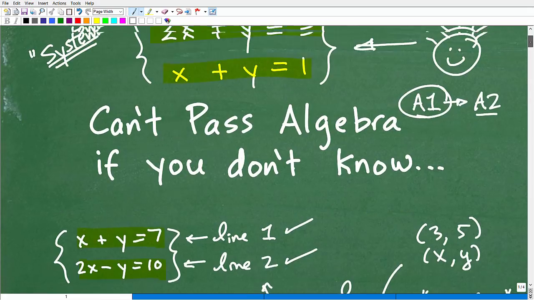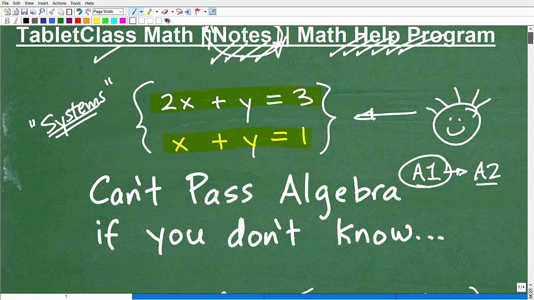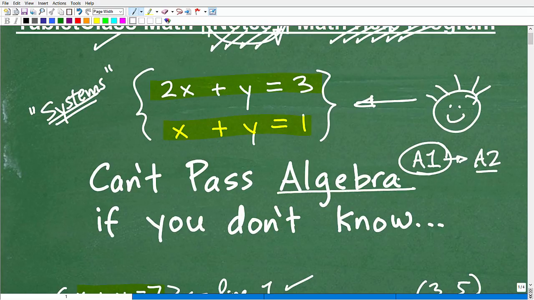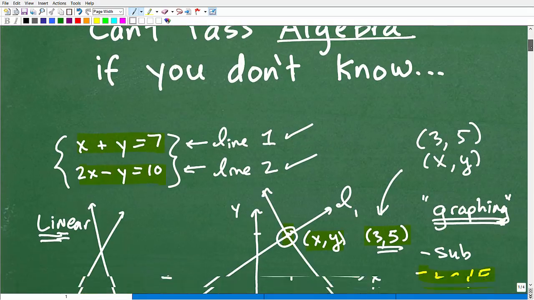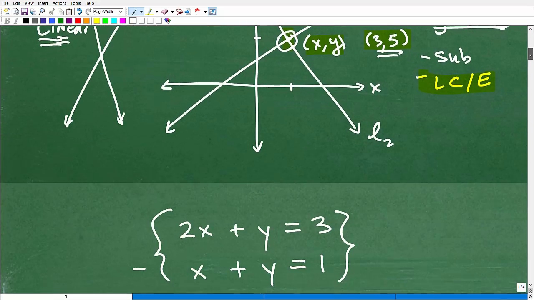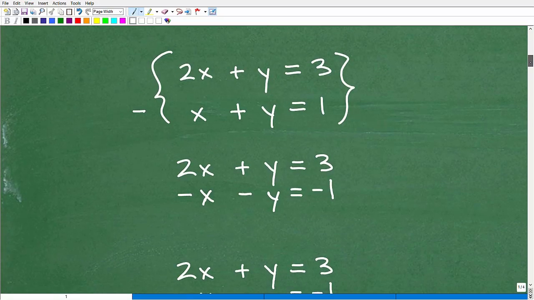I want to emphasize to you, over several decades of teaching algebra, I'm telling you right now, this is something that you need to know. And if you don't know it, you're going to have a tough time passing algebra indeed. So let's make sure that is not going to be the case. All right, so let's get into this problem. Here it is.